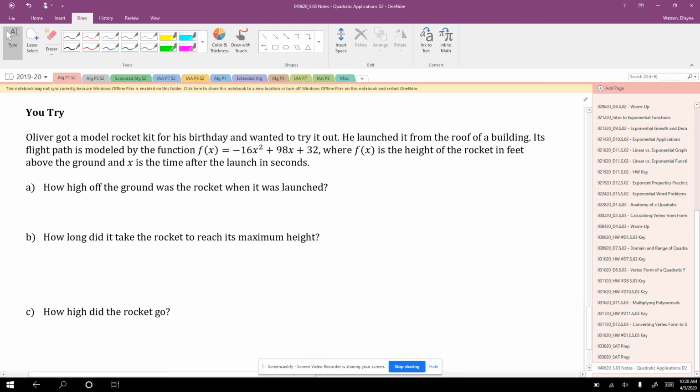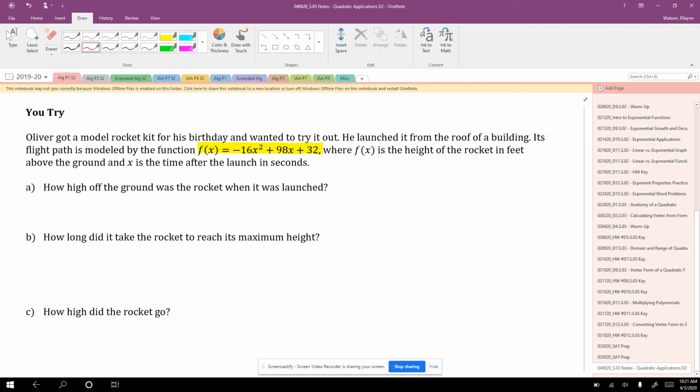Okay, so Oliver got a model rocket kit for his birthday and wanted to try it out. He launched it from the roof of a building. Its flight path is modeled by this function, where f of x is the height of the rocket in feet above the ground, and x is the time after the launch in seconds. Pretty similar, okay? We're looking at time and height together.